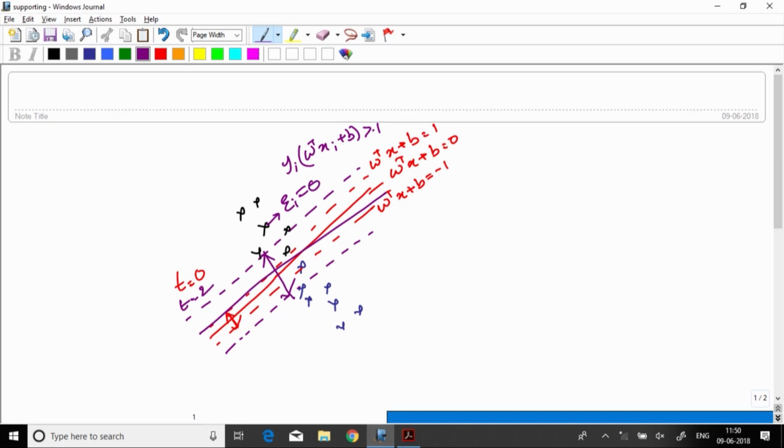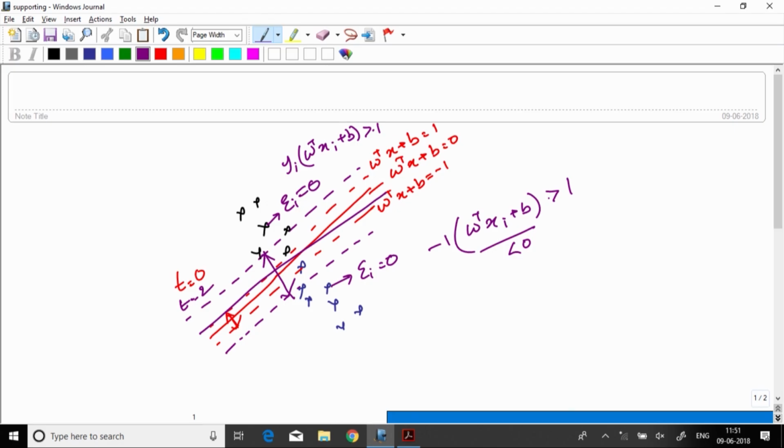And what will be the xi_i for this point? Also it will be xi_i equal to 0. Right? It's clear, no? Because here also you will have the minus 1 into some minus number. Here W transpose x plus B is some minus number, so it will be less than 1. It will be again greater than 1. This will be something less than 0. Right?